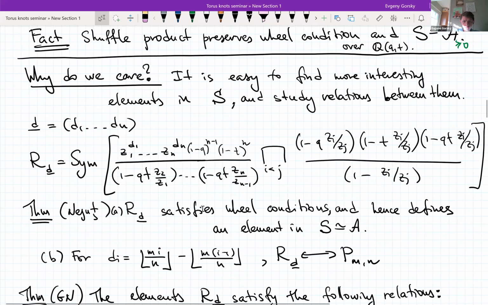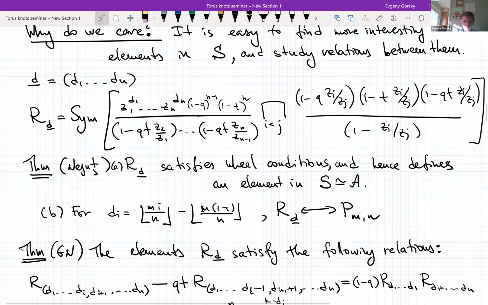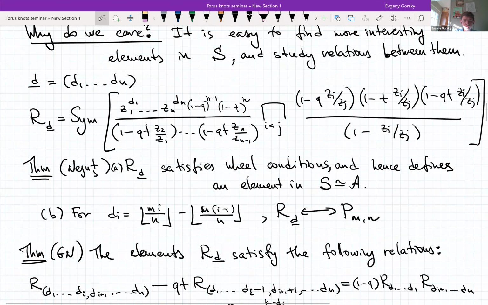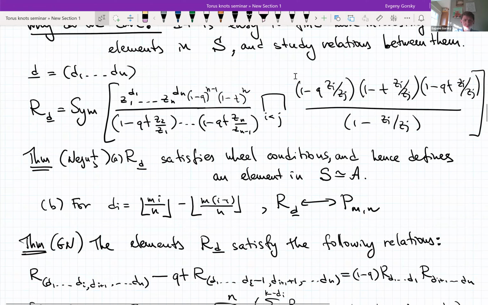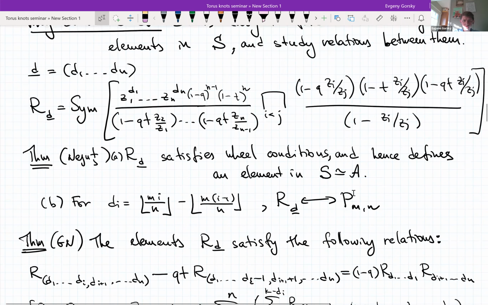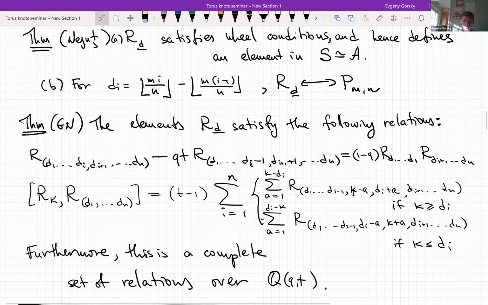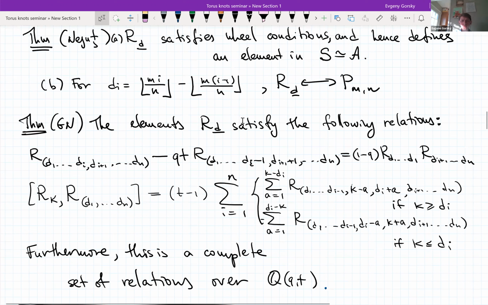Okay, and maybe one last thing from this part. Let's talk about this. So what do we know about R_d's? What are the commutation relations between R_d's? Well, let me just scroll here. So they satisfy two kinds of relations, at least.